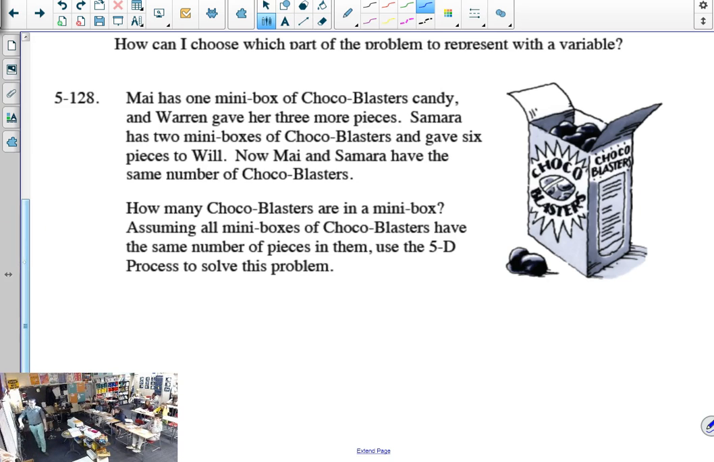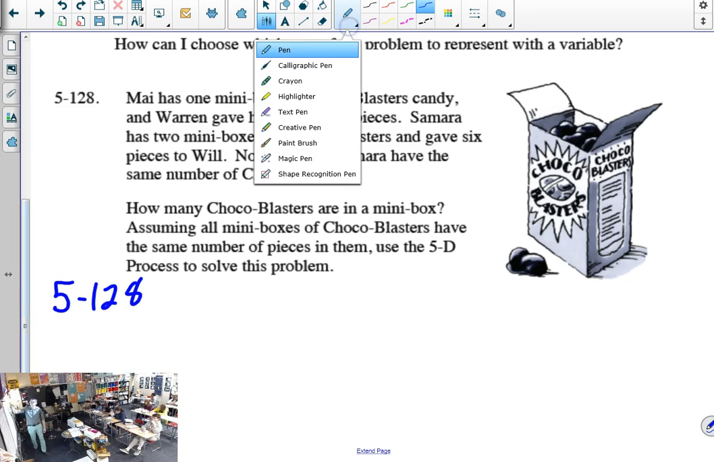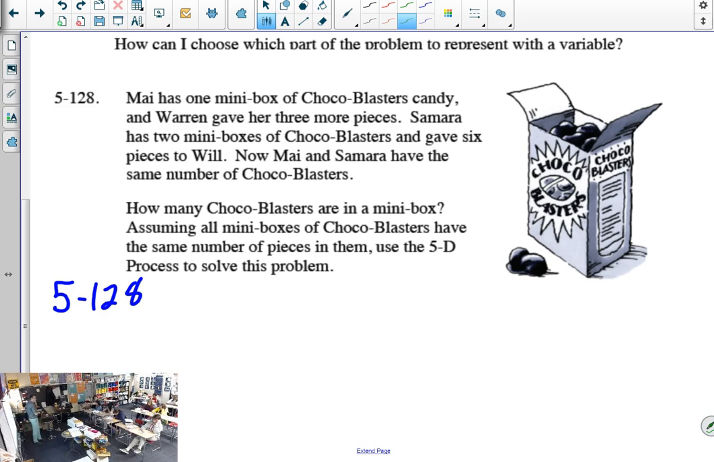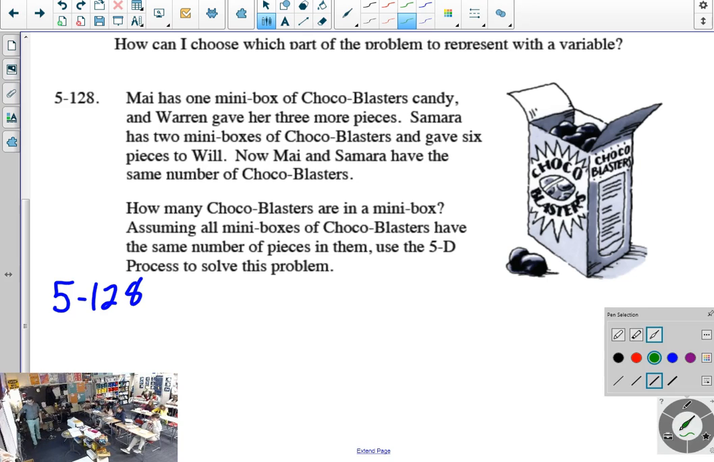So, in your notes, please number, we're on 5-128. What do we know about May? How much does she have? We'll read the prompt. Stella? She has one box of plasters. May has one box, and Warren gave her 3 more pieces. So if we want to document what May has, we could say May has 1 box plus 3.